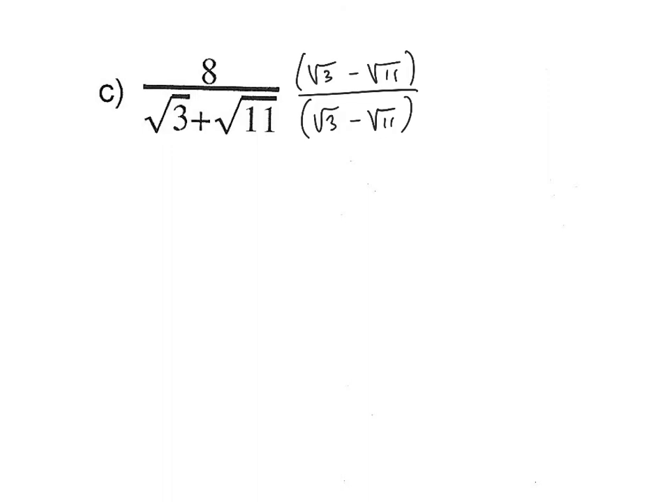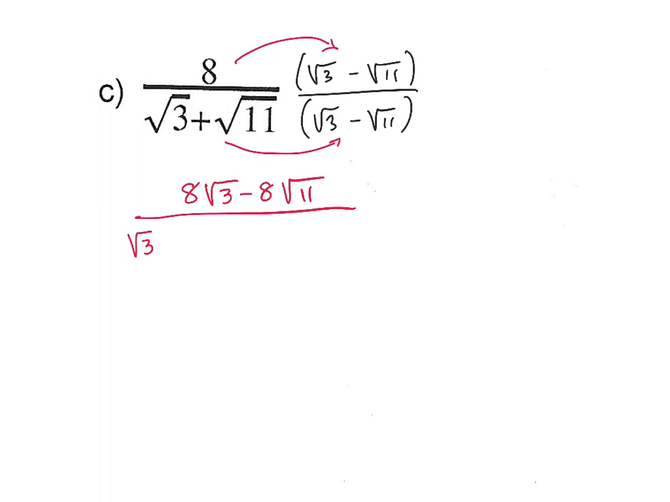And again, I'm going to multiply by the value of 1, so I have to multiply the numerator and denominator by the conjugate. And when I do this, I'm going to end up with 8 times the square root of 3 minus 8 times the square root of 11 over, when I multiply the denominator, the square root of 3 times the square root of 3 minus the square root of 3 times the square root of 11 plus the square root of 11 times the square root of 3 minus the square root of 11 times the square root of 11.